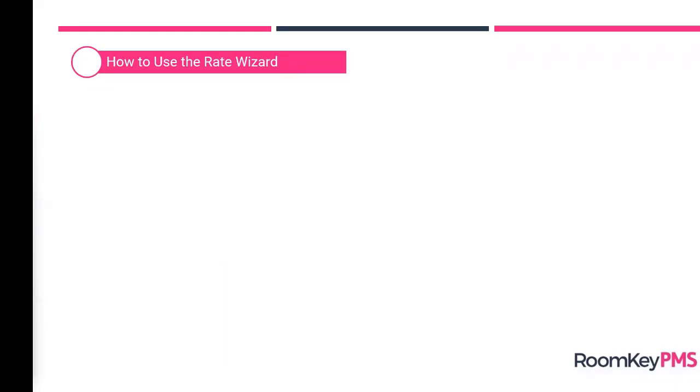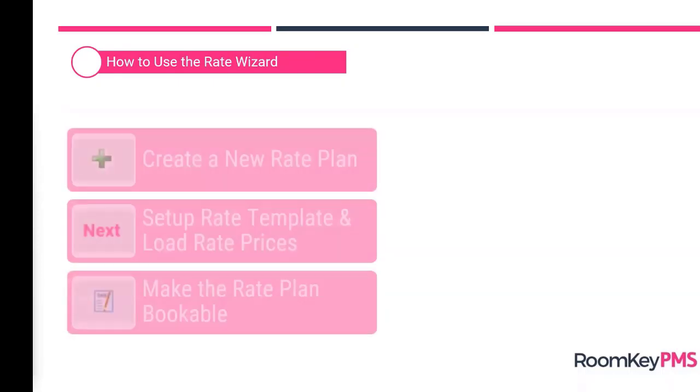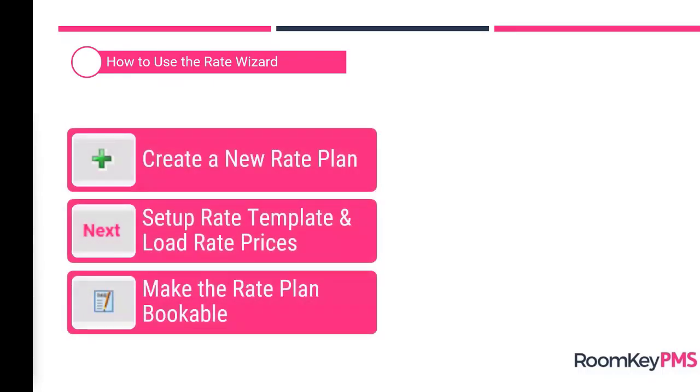For this component, we will be doing a live demonstration of how to create a brand new rate. And that process of creating a brand new rate is a multi-step process. So I'm going to be following these 3 steps to create a rate from beginning to end in the rate wizard. I'm going to create the rate plan first, then I'm going to set up the rate template and load rates. And lastly, I'm going to make the rate plan bookable by attaching a client type.